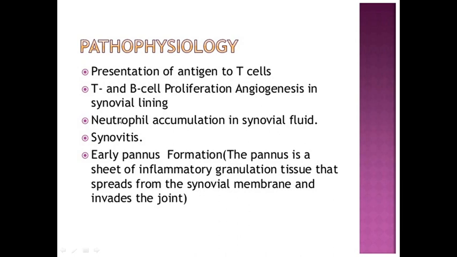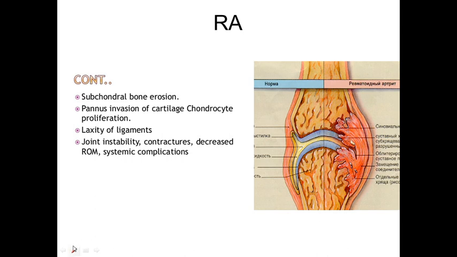angiogenesis in the synovial lining, which causes neutrophil accumulation in synovial fluid, causing synovitis and early pannus formation. What is pannus? Pannus is granulative, aggressive tissue that spreads from the synovial membrane and invades the joint. Here you see very aggressive tissue. This aggressive tissue is named pannus. Pannus can cover the joints and can cause degradation of joint tissues.